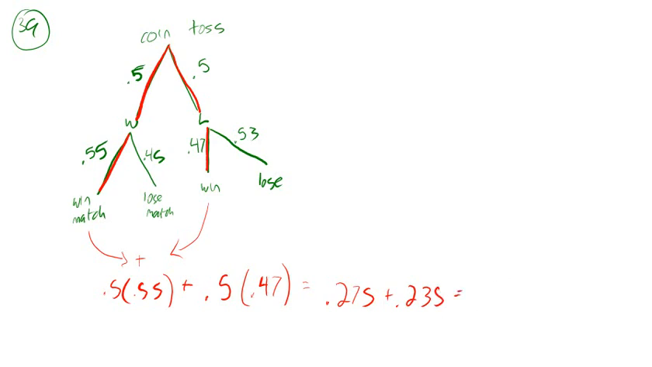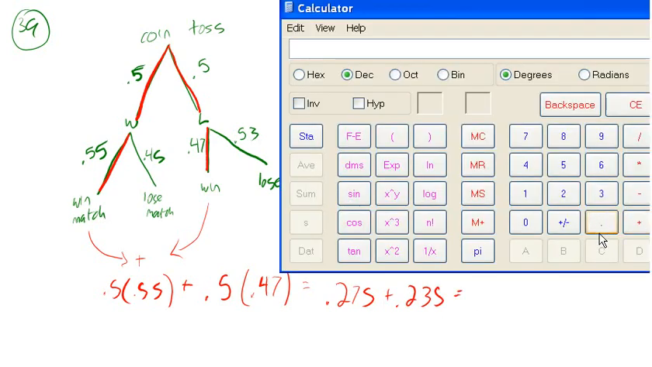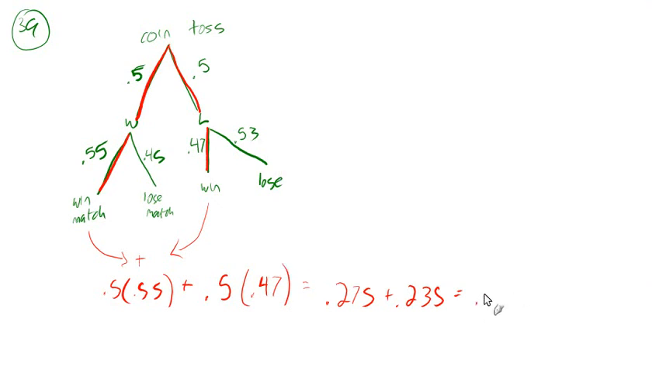0.235, so plus 0.275, 0.51. So she has a 51% chance of winning the match. Whether she wins the coin toss or loses the coin toss, she's got a 51% chance of winning the match. Okay. And we did that by saying half the time she wins the coin toss and then wins the match, and half the time she loses the coin toss, and then 0.47 of that time she goes on to win afterwards.